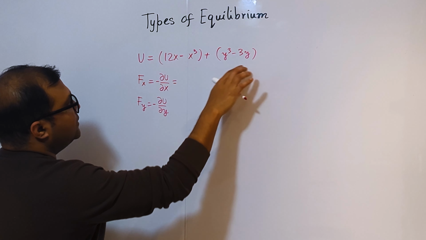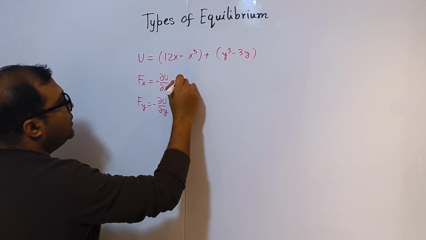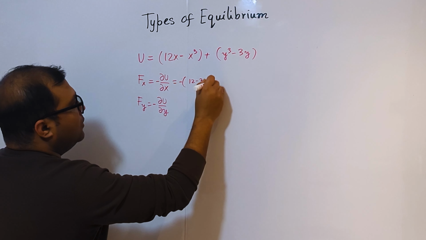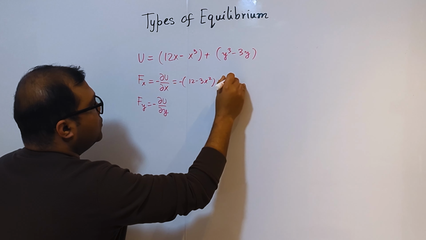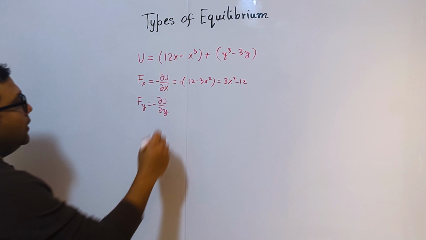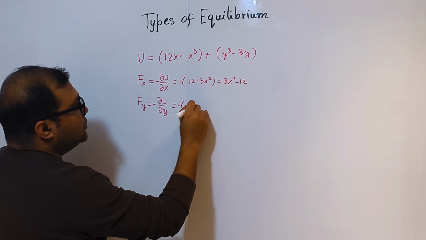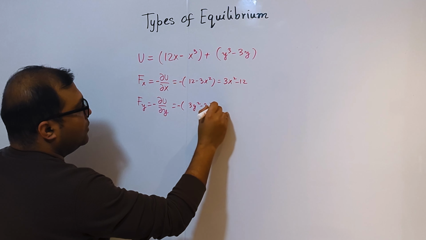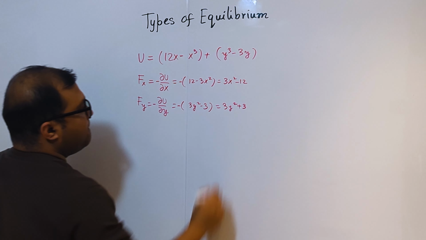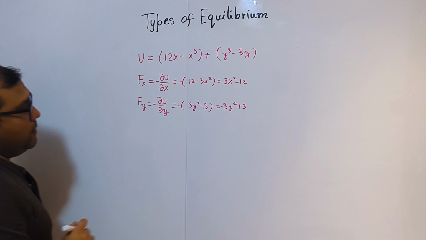Okay. So what is minus del u/del x? We differentiate this with respect to x, treating y as a constant. So this will be minus of 12 minus 3x square, or we can write 3x square minus 12. And fy will be minus of 3y square minus 3, or we can write, sorry, minus 3y square plus 3.